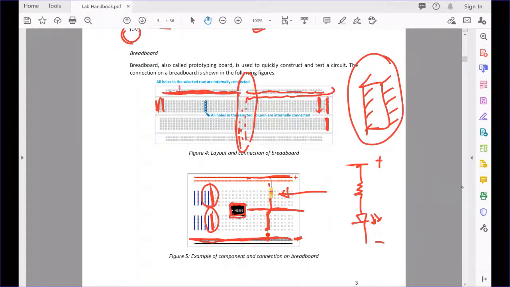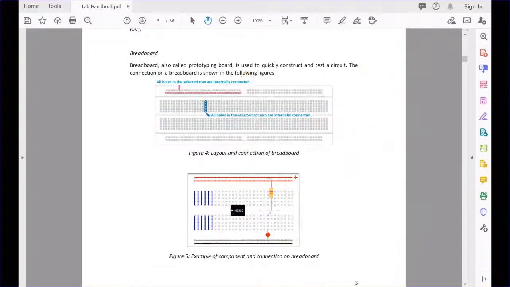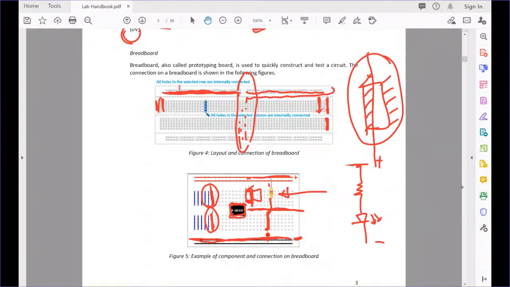By putting it this way, we are able to separate the two legs from each other. If we connect our IC on the same side, then this leg and this leg are connected to the same row, which means they are short-circuited. You would be connecting this pin to this pin directly.